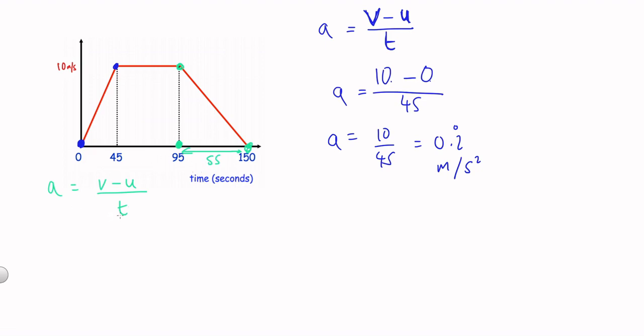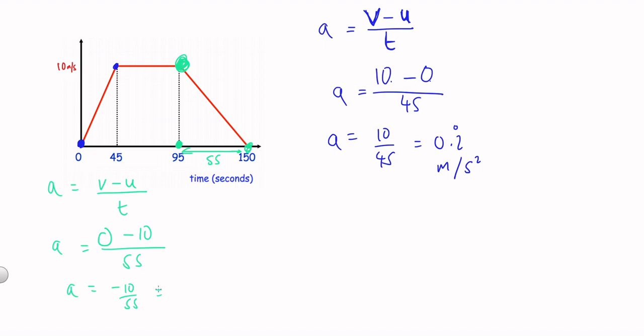Right, so let's substitute the numbers then. V, the final velocity, well, it starts at 10 meters per second and it slows down until it becomes 0 meters per second. So the final velocity is 0 and the initial velocity is 10, divided by 55 seconds. It took 55 seconds to get from 10 meters per second down to 0 meters per second for this part of the journey. So our acceleration is going to be negative 10 over 55.